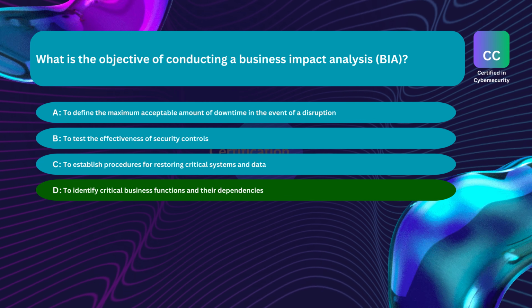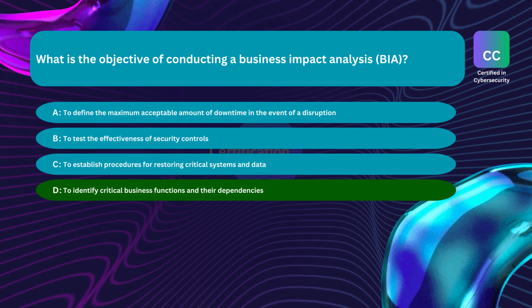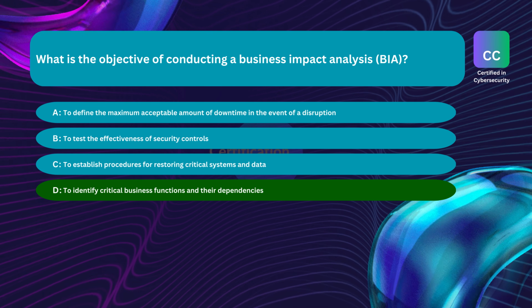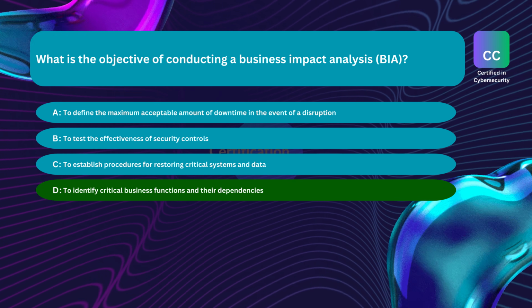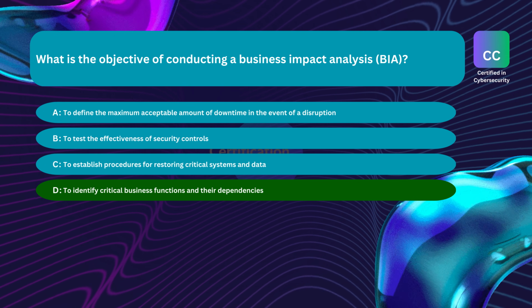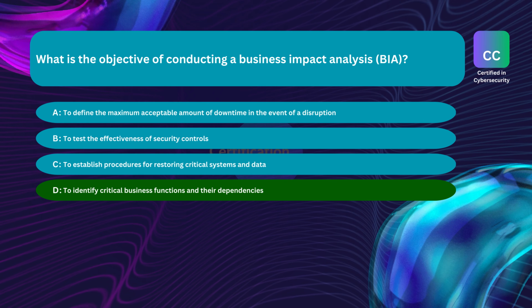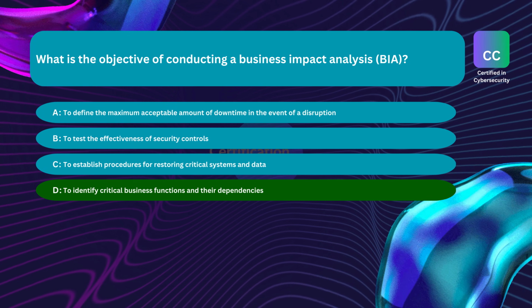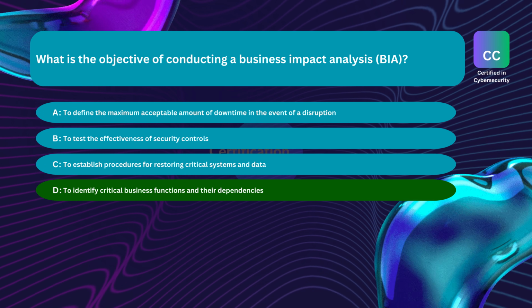The correct answer is Option D, to identify critical business functions and their dependencies. The purpose of a business impact analysis is to identify critical business functions and their dependencies. This involves assessing the potential impact of disruptions on business operations and identifying the resources and processes needed to maintain critical functions.